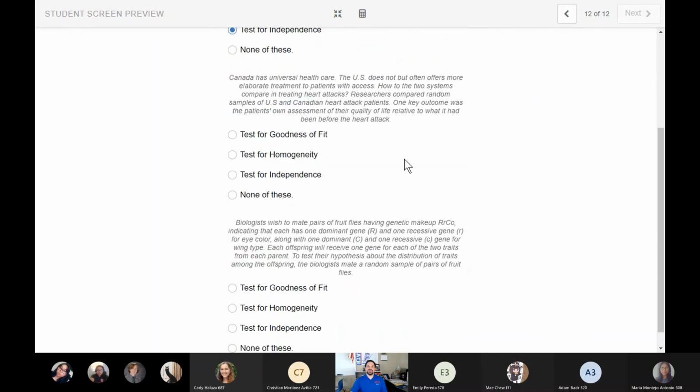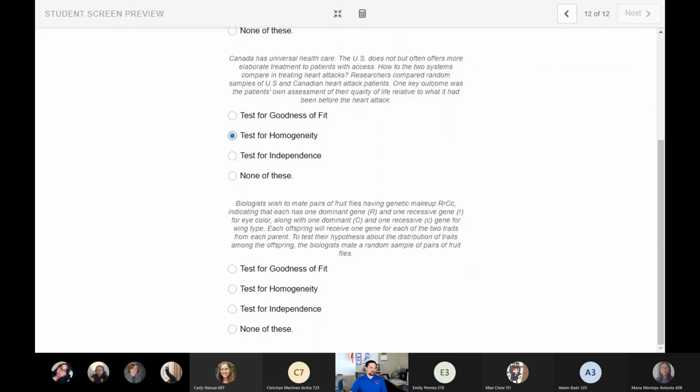All right, the next scenario here, this is a test for homogeneity. And this is because we have 2 separate populations, Canada and US, and we're collecting data about a single variable, right? The patient's own assessment of their quality of life relative to what they had before their heart attack. Right, so 2 separate populations that we're separately sampling from and then collecting data about a single variable.